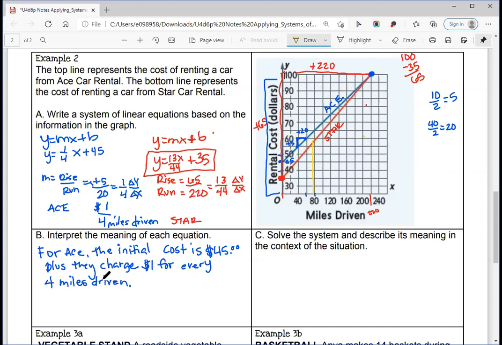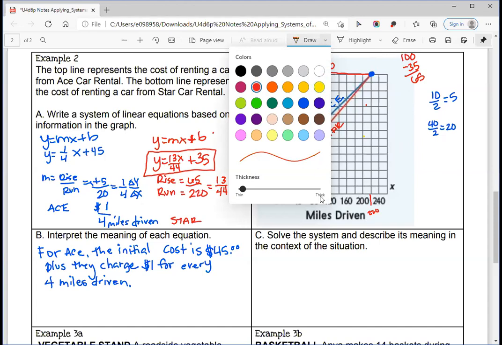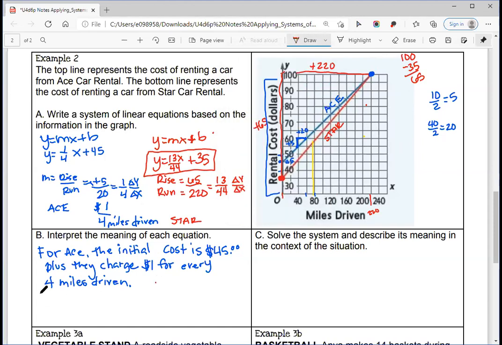So knowing that, for Star, you might say something like this. You might say, for Star rentals, the initial cost is a little lower.